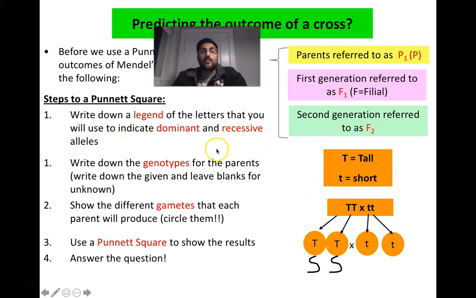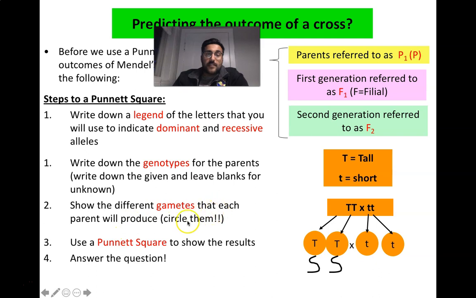So to do a Punnett Square, you have to write down a legend. You have to always say what your letters mean. What's the capital letter going to mean? What trait is it indicating? What's the lowercase letter mean? What trait is it indicating? Write down the genotypes of the parents. So if you're given the genotypes of the parents, or you know that they're tall or short or yellow or blue or whatever, then write down the genotype. So like big T crossed with little t.